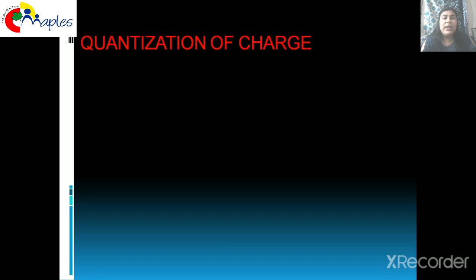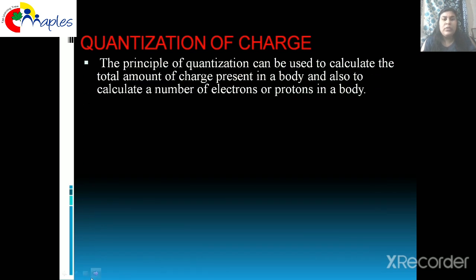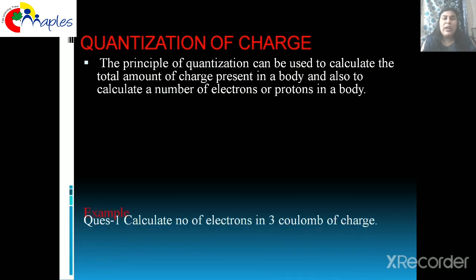Now the next is quantization of charge, which is the fourth property of charge. We have already read that charge is a multiple of the electric charge, 1 unit of charge. So the principle of quantization can be used to calculate the total amount of charge present in a body and also to calculate the number of electrons and protons in a body. If you want to know how many electrons and protons there are, or how much charge is present on any body, we use the quantization of charge.